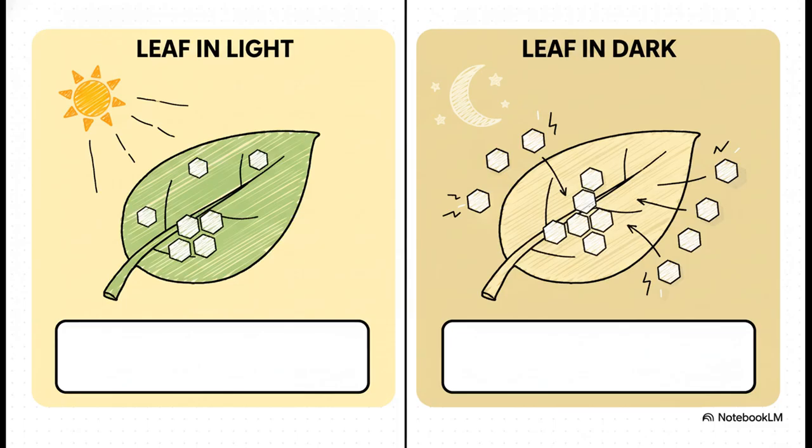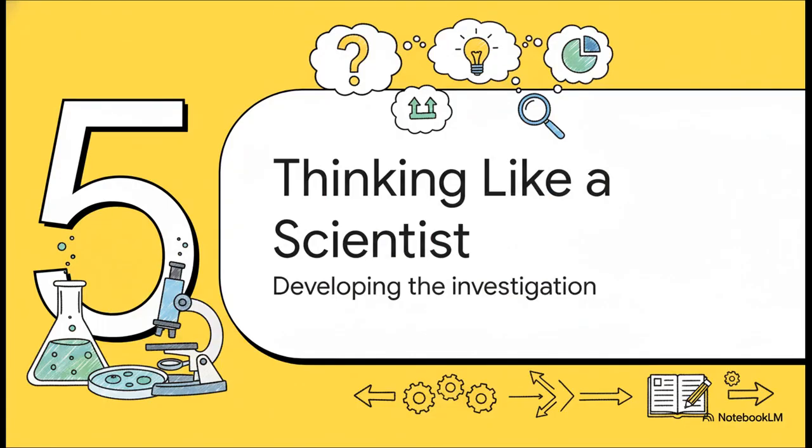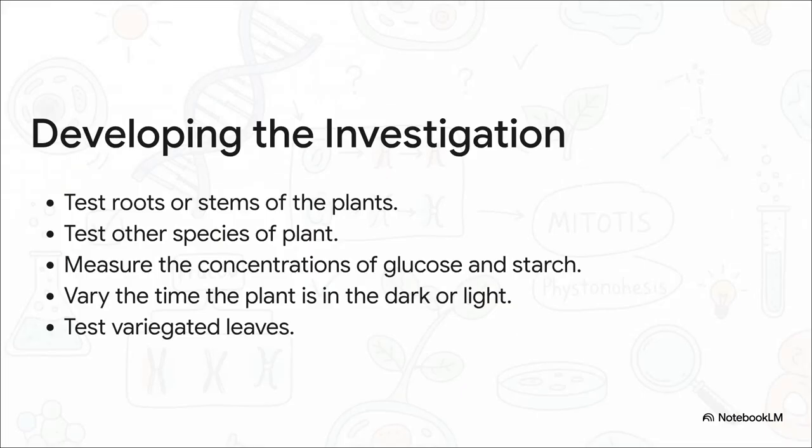And for the grand finale, the last part of question 04 asks you to put on your scientist hat. For just 1 mark, you need to suggest a way this investigation could be developed to find out even more. This really tests your ability to think critically. And you know what? For this last mark, the mark scheme gives you a ton of options. There isn't just one right answer here.